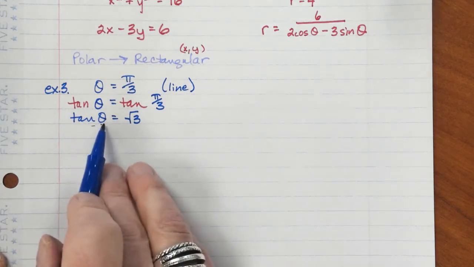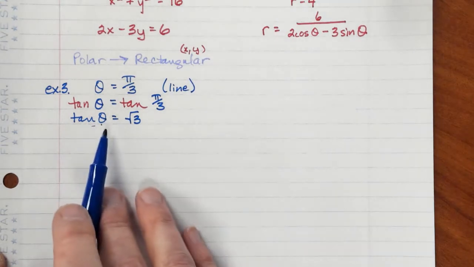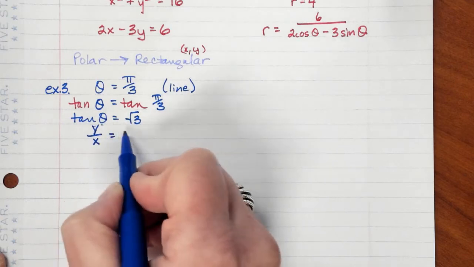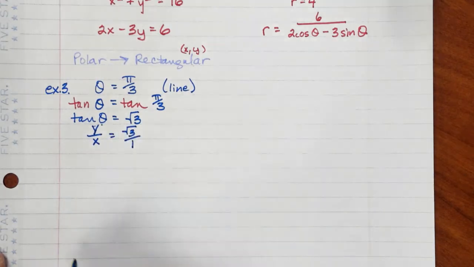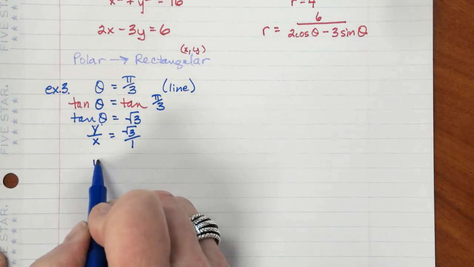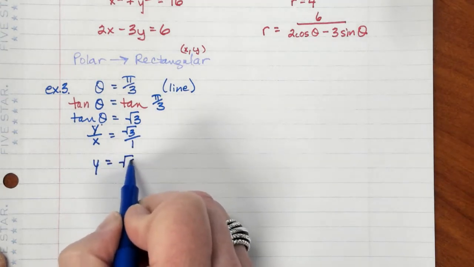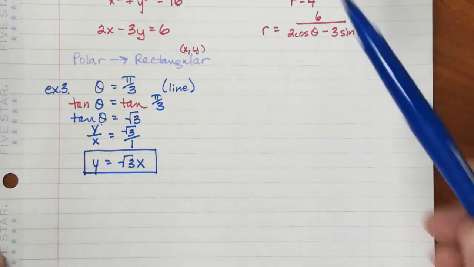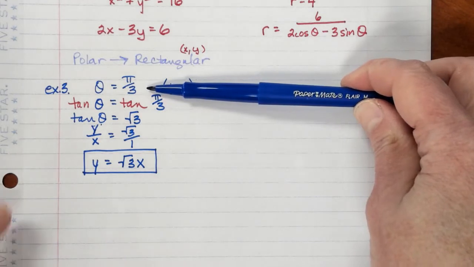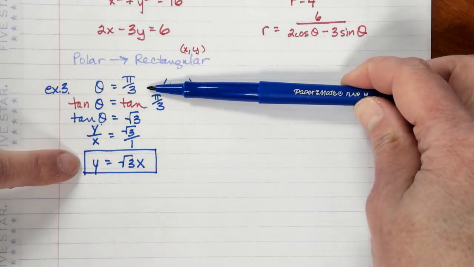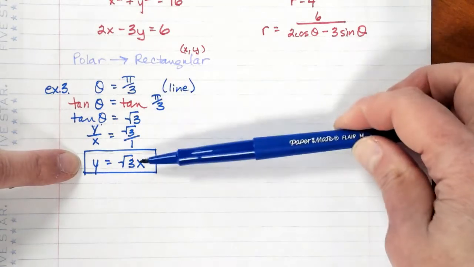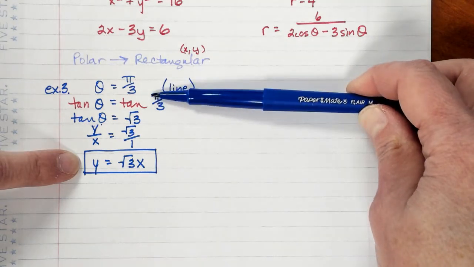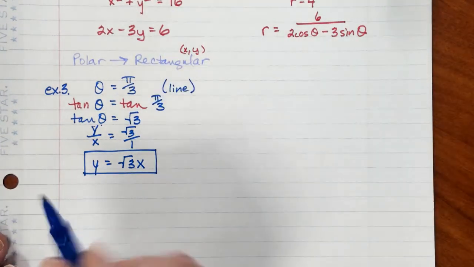Well, tangent theta, remember we're trying to go to x and y. Tangent of theta is y over x. Well, look what you just did. All right, cross multiply there, and you have that y equals square root of 3 x. So you just changed this polar equation to this rectangular equation. This is a line, so is this. That's what we're talking about. You're going to go back and forth. Let's try one more. It's a little trickier.